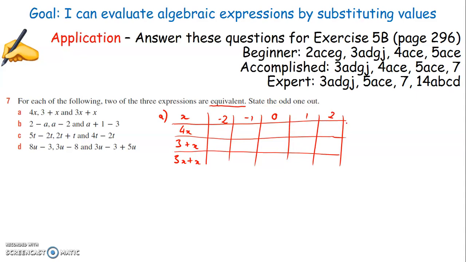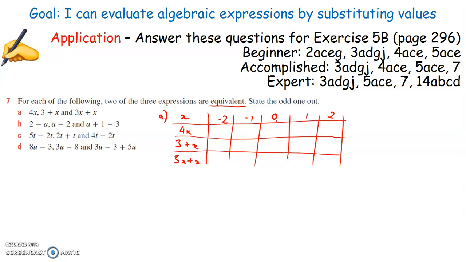So when we substitute these values of x into these expressions, say for example, now I don't know which ones are equivalent at the moment, but let's say this row for 4x and this row for 3 plus x, if they are all the same, then these two are equivalent. Or if the first one and the third is all the same, then these two are equivalent. And so on. So now the easiest one for me to try out is 0.